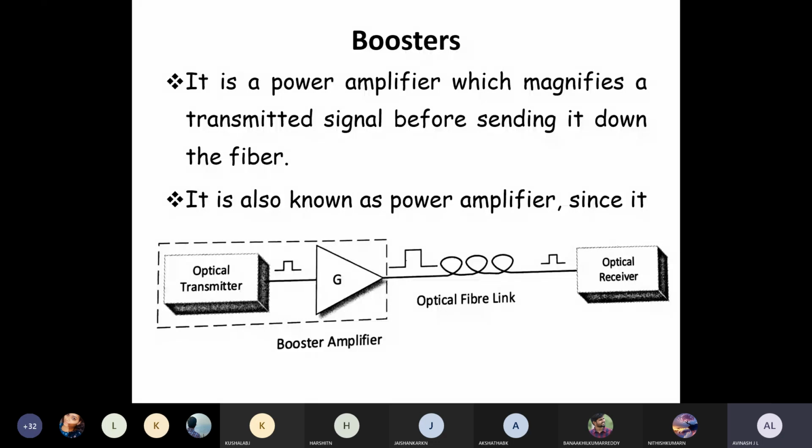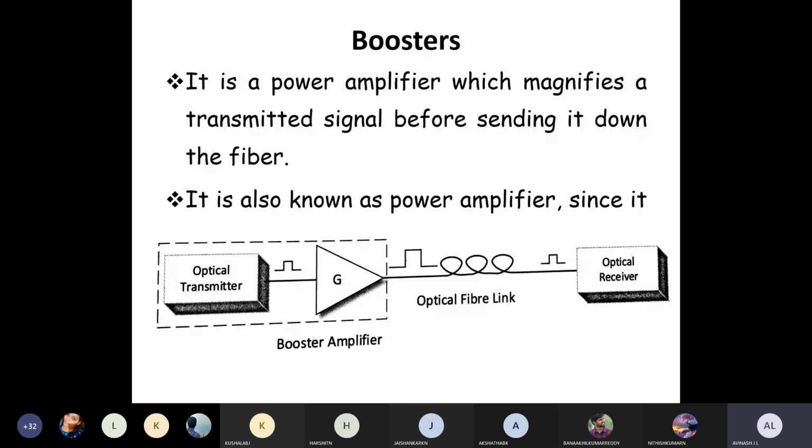Here we need to understand that the diagram is very, very important. The diagram itself is showing many things, namely the position just after the optical transmitter. After that, I need to write a few things. This is a power amplifier which magnifies the transmitted signal before sending it down the fiber. That sentence we can write.